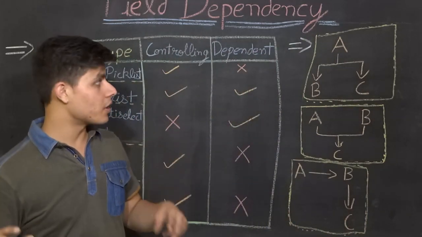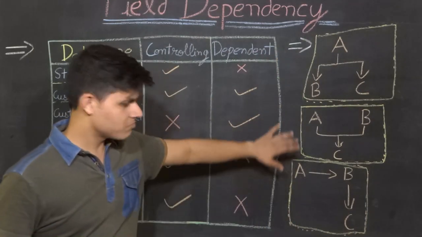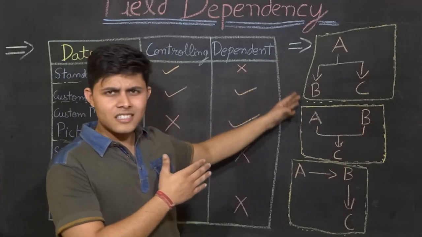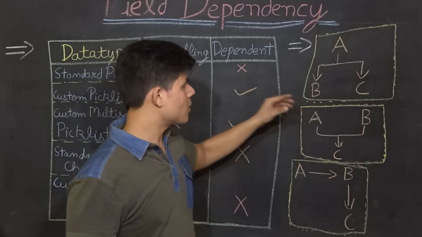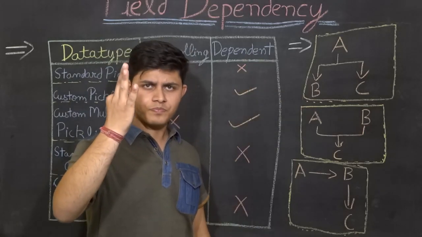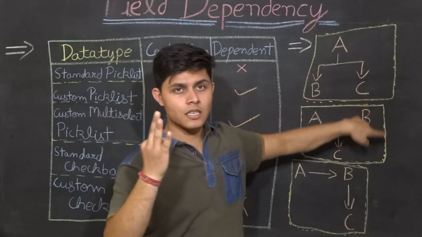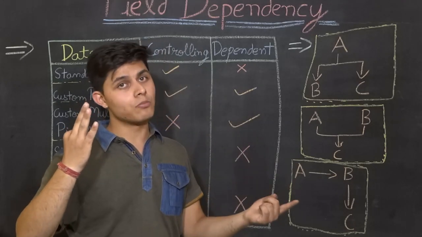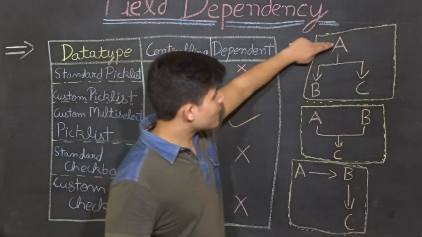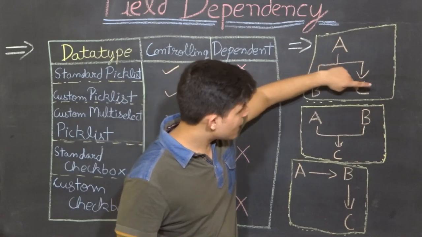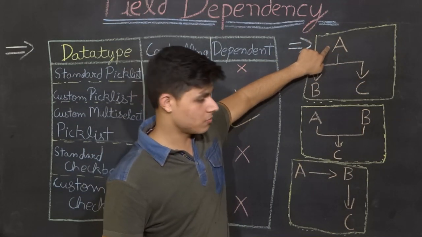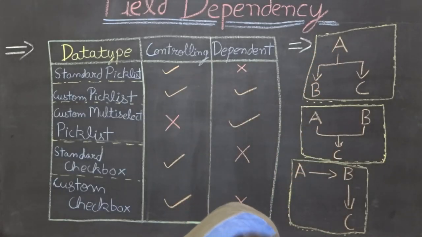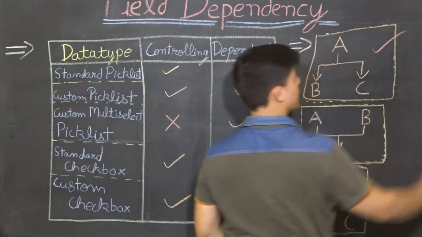Now let's begin with the second point, which is this. Does that make any sense? I don't think so. Let me explain it to you. Okay. I have three fields, A, B, C. All these three fields are on the same object. Can we control B and C field by A field? Yes, that is possible. So I'll mark it as yes.